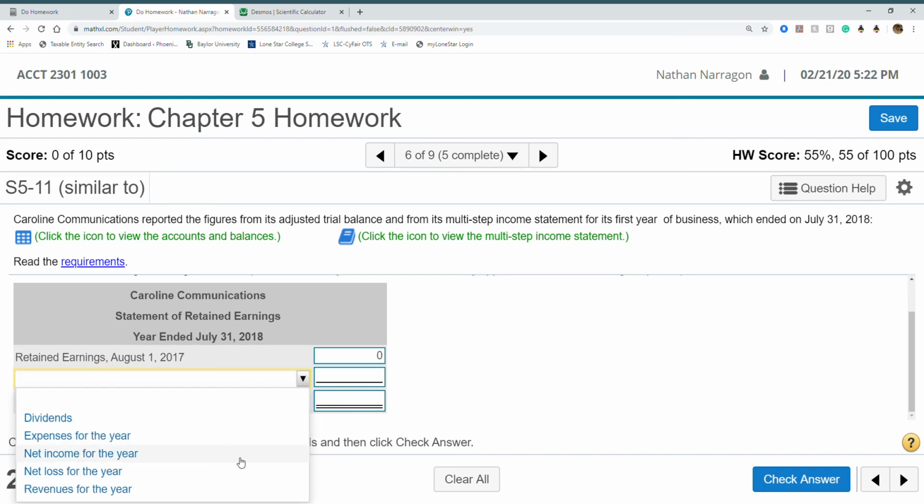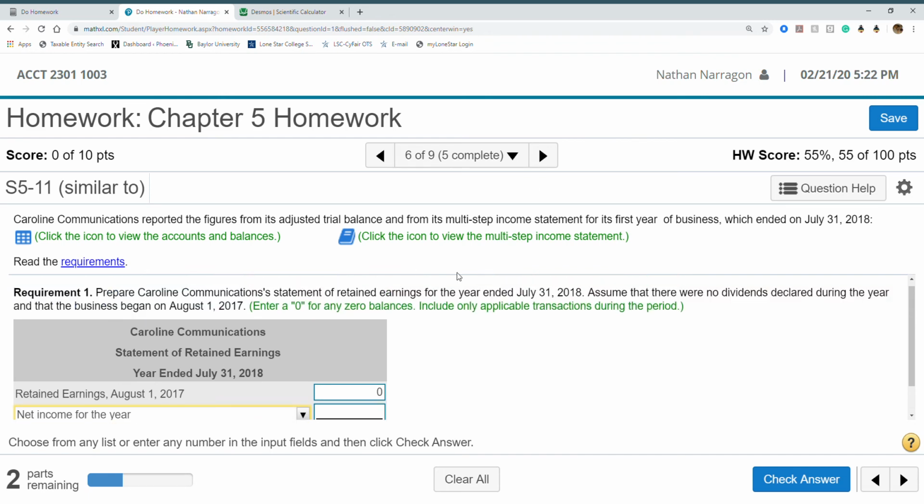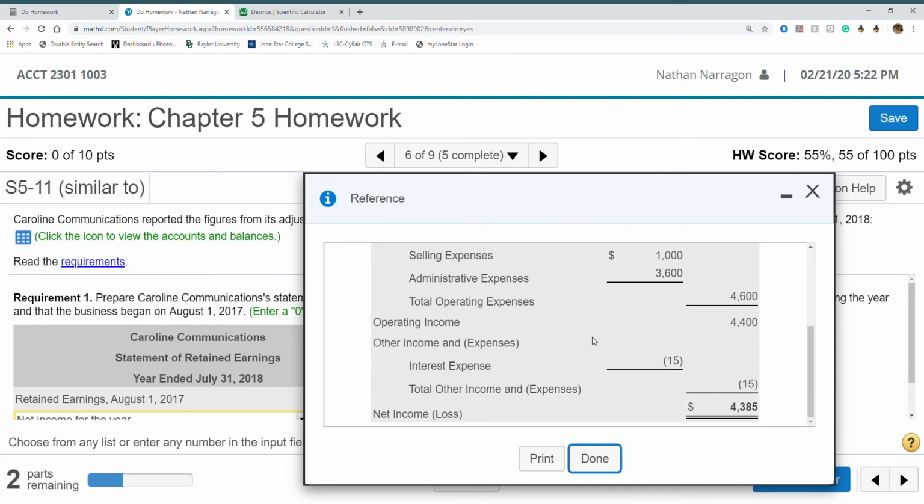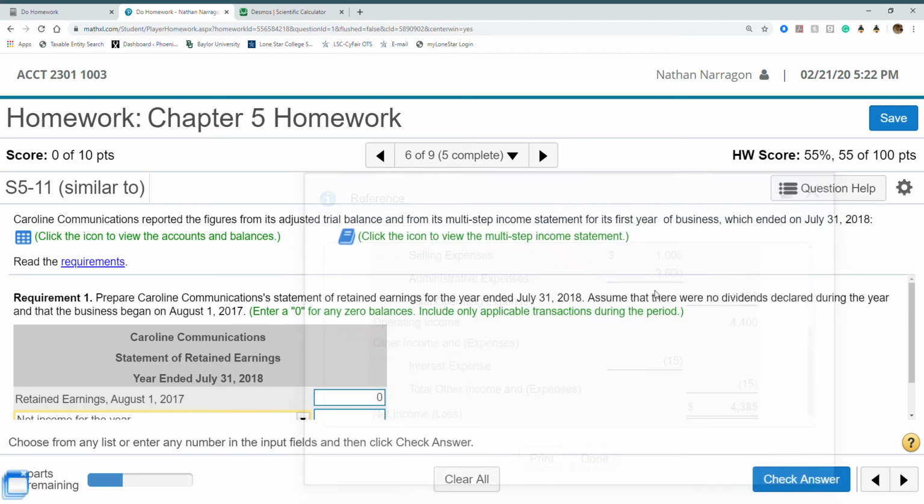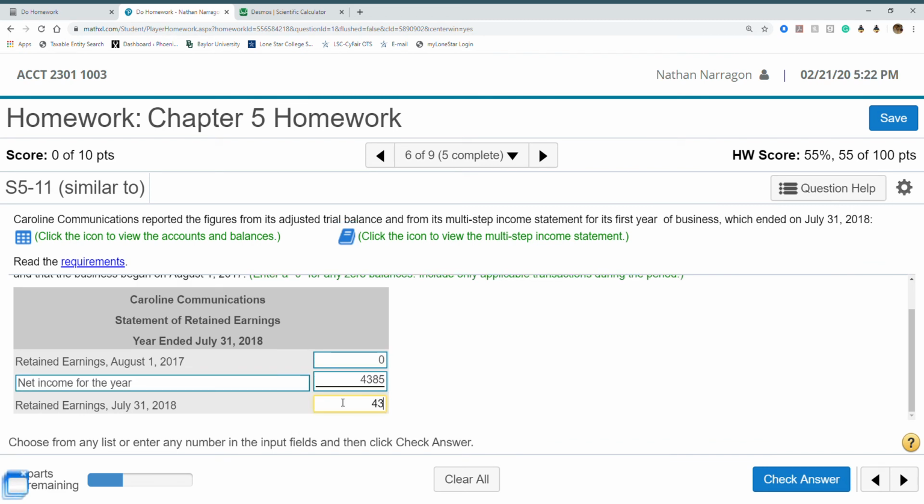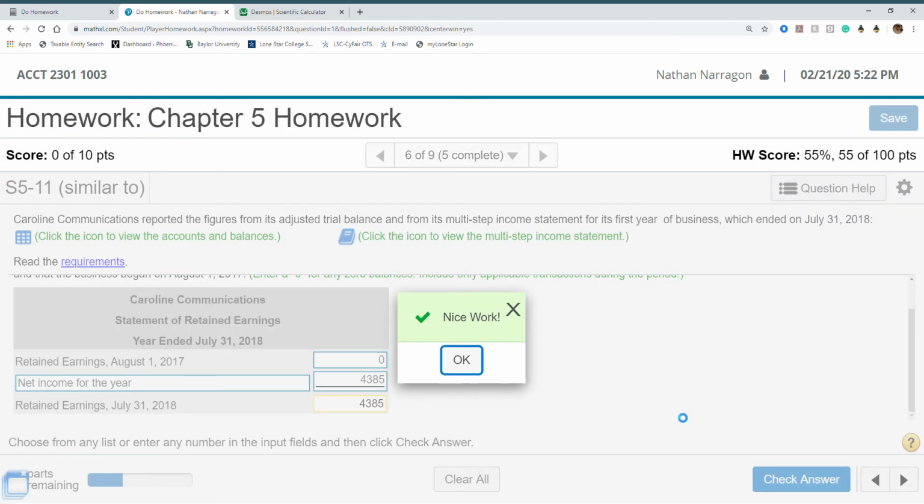And all we can add in is probably net income. And they give you the income statement. Sweet. And there's our income. 4,385. This is another really easy one. So, 4,385. That one, I would say, was probably a little bit too easy. Because all you had to do is read the income statement. Okay.